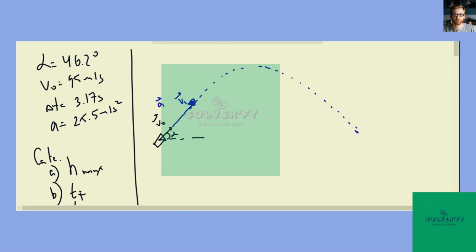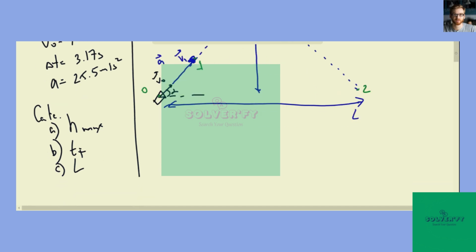So here we have to find the total height of the flight, the displacement, the range, and the total time of the flight. Let's do this. But first of all, let's split the motion of the rocket into several parts. So the first part is from 0 to 1, and then from 1 to 2.